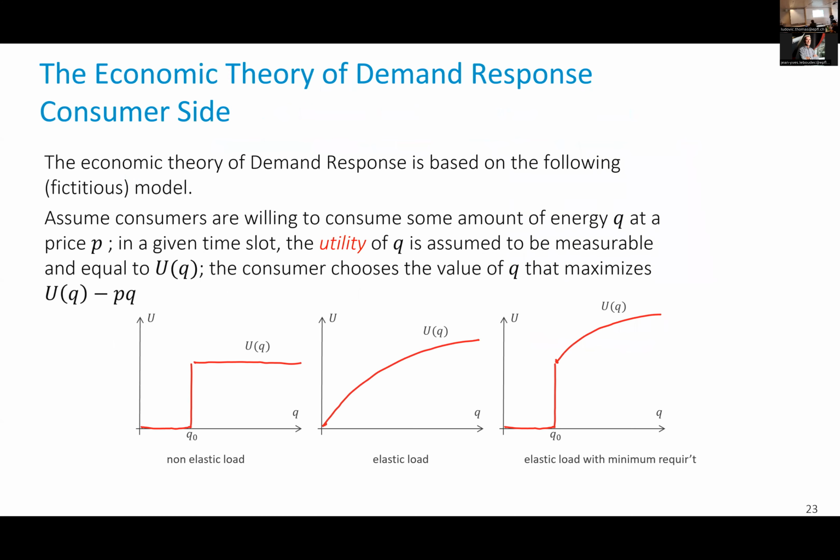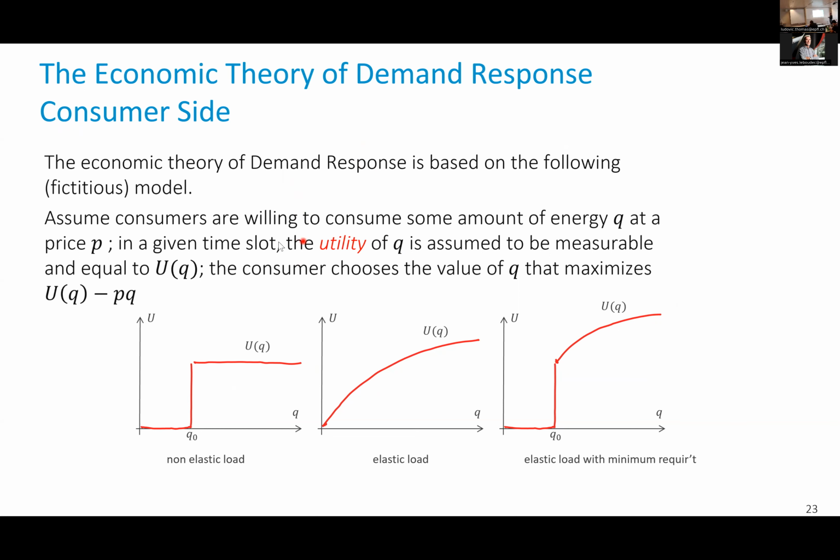But before that, we need to do a small element of theory. That's the theory that's behind all of the things that we discuss here. It's called the economic theory of demand and supply, which, as you will see, is very basic. And surprisingly, this is what governs the electricity markets today.